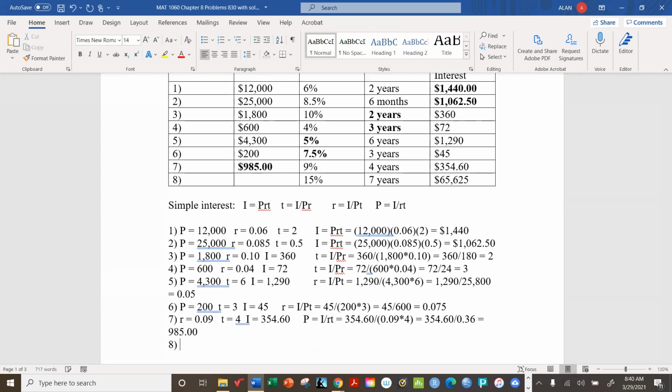And then finally 8, R is 15%, T is 7 years, and the simple interest is 65,625. So therefore, P equals I over RT equals 65,625 over the product of 0.15 times 7. And that works out to be 62,500.